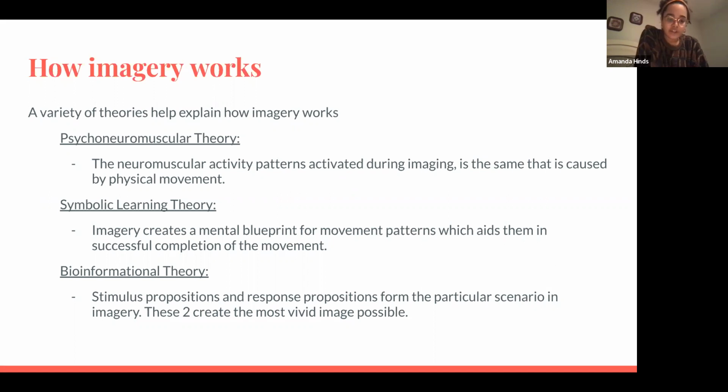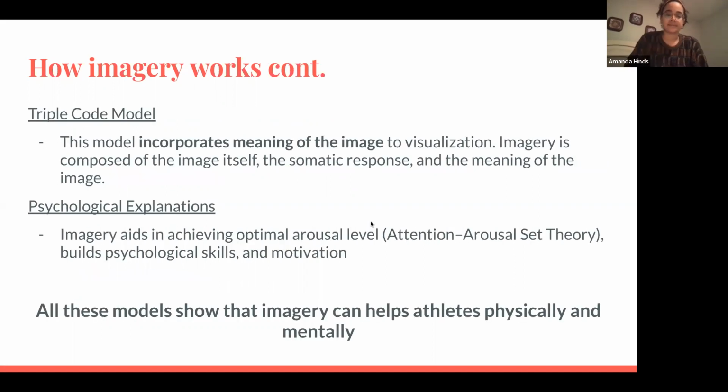Then there's the bioinformational theory, where stimulus propositions and response propositions form a particular scenario in imagery, and these two together create the most vivid image possible. For example, in a track race, the stimulus proposition would be the sound of the start gun, and the response would be to run. And then to continue, there's the triple code model. This model incorporates the meaning of the image into visualization. Imagery is composed of the image itself, the somatic response, and the meaning of the image, which is important.